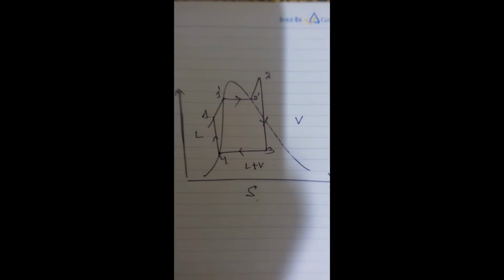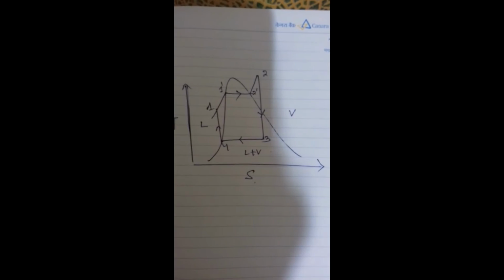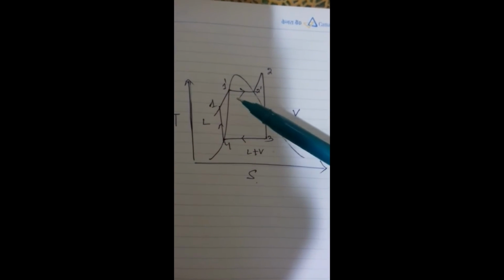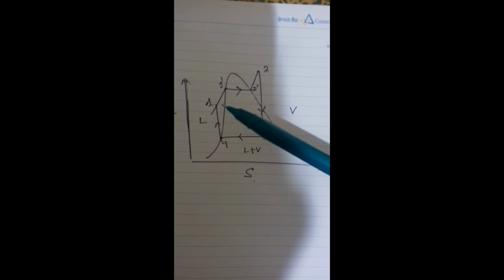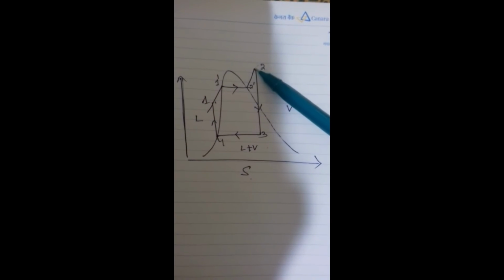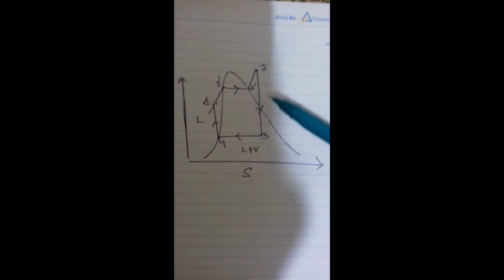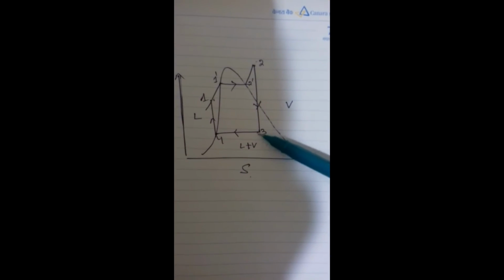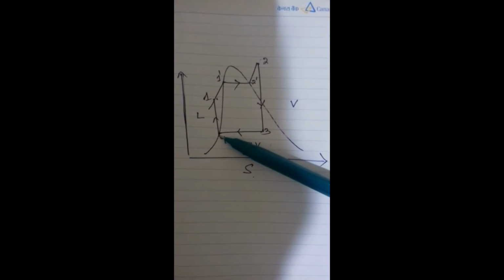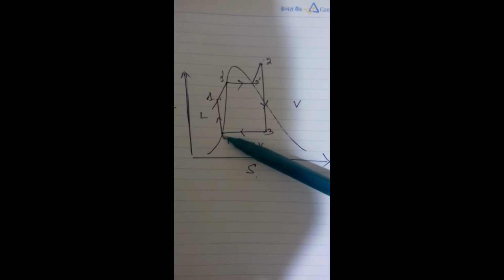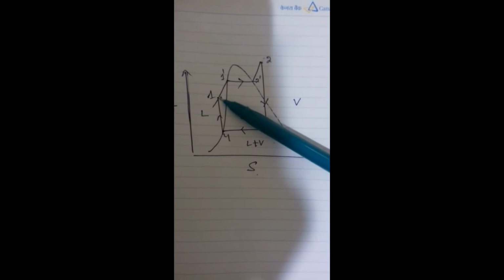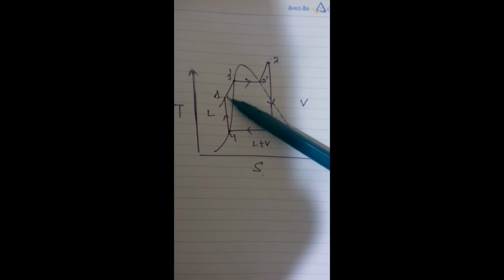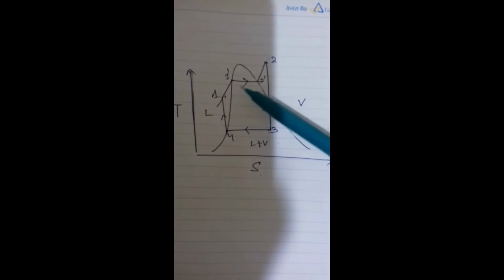Now let's see the TS diagram of the Rankine cycle. As we know, the four processes of the Rankine cycle are: 1 to 2, the constant pressure boiling process; 2 to 3, the isentropic expansion in the turbine; 3 to 4, the constant pressure condensation process in the condenser; and 4 to 1, the pumping process or isentropic compression process in the pump.